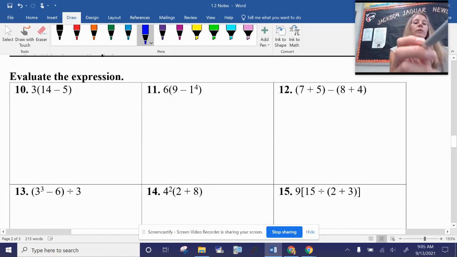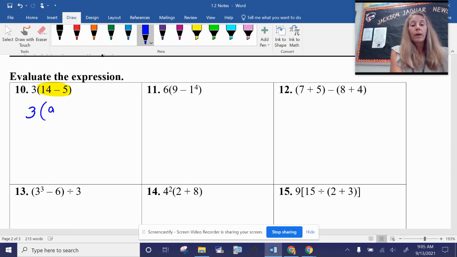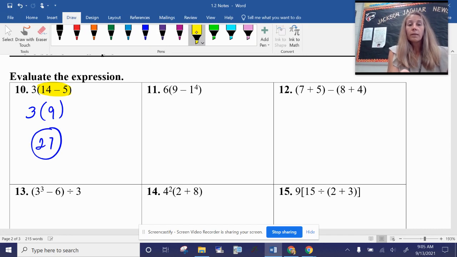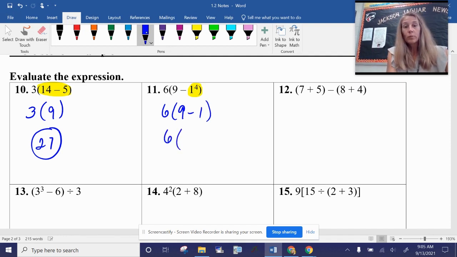So take a look at our first 3 here. I only have a simple grouping symbol here for number 10. 14 minus 5 is 9. 3 times 9 is 27. In the next set of grouping symbols, within the grouping symbol, I have a subtraction, but I also have an exponent that needs to be taken care of first. So 9 minus, just so happens it's just a 1. Then I'm going to finish my grouping symbol part. 9 minus 1 is 8, and now I have my multiplication. 6 times 8 is 48.